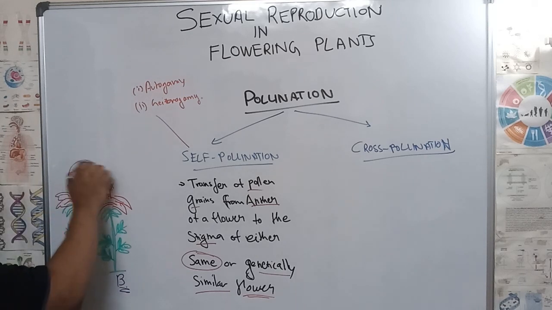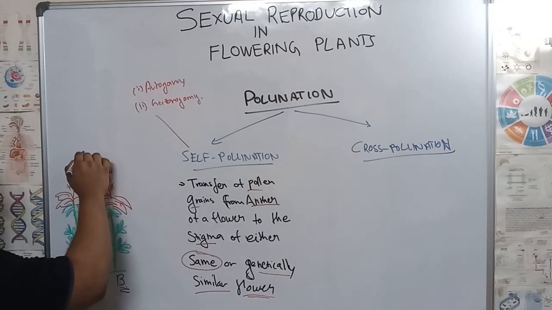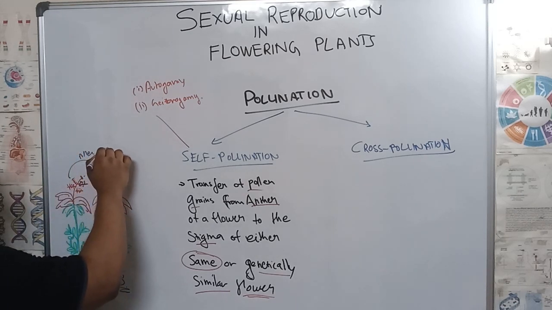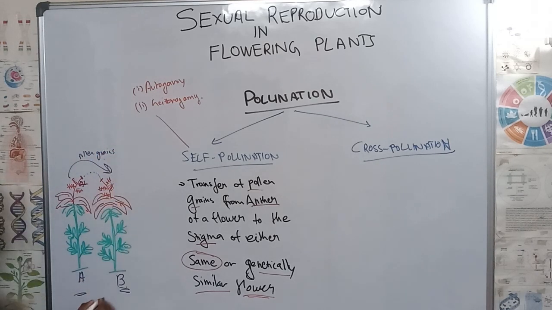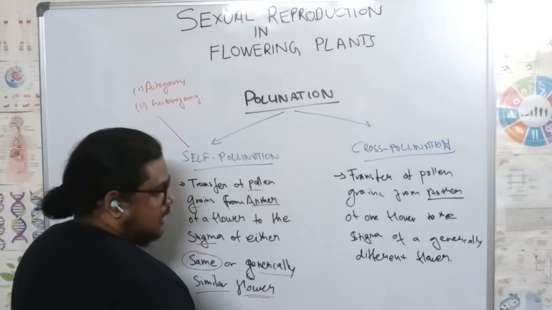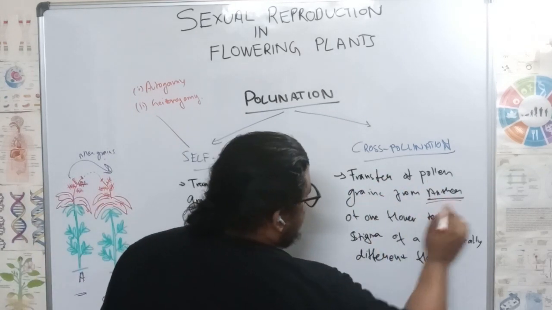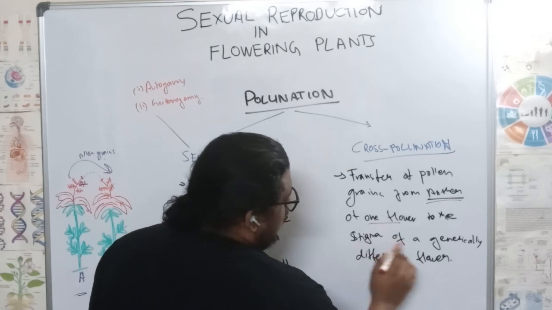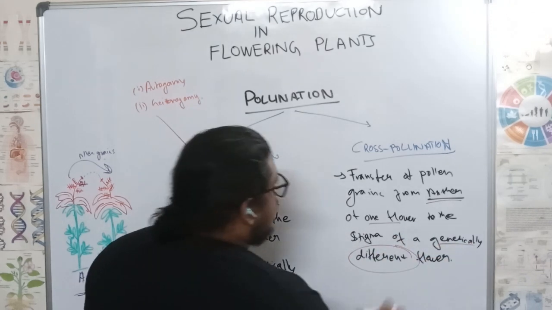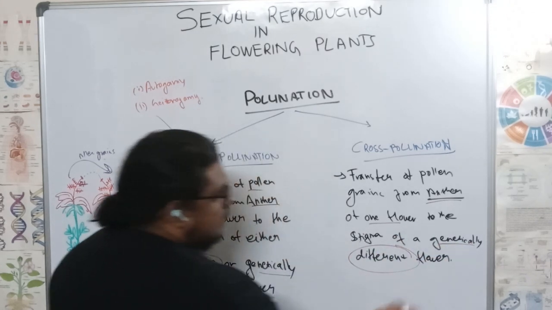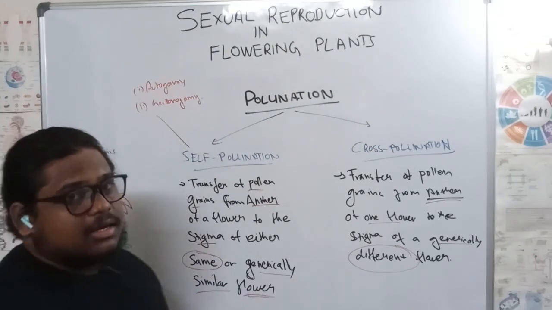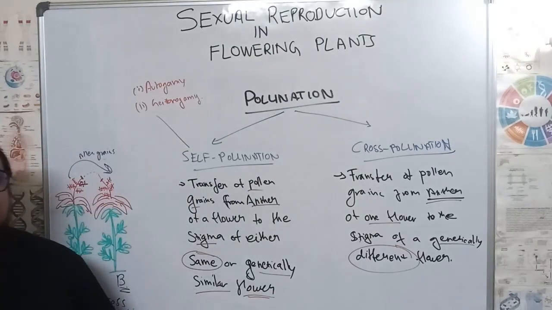तो from A to B जब pollen grain gets transferred, this is known as cross pollination. So we can say that in cross pollination there is the transfer of pollen grains from anther of one flower to the stigma of a genetically different flower. यहाँ पे it is important that the pollen grains transfer to a different flower, a genetically different flower. तभी it would be known as cross pollination.